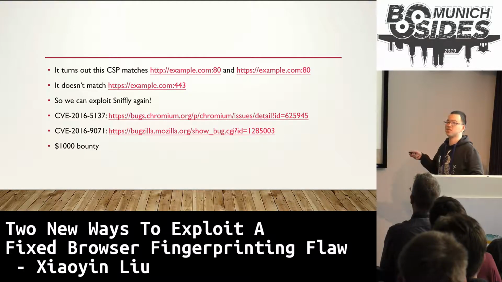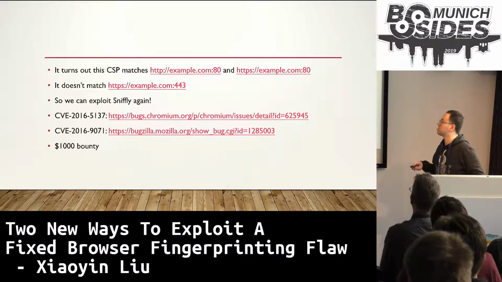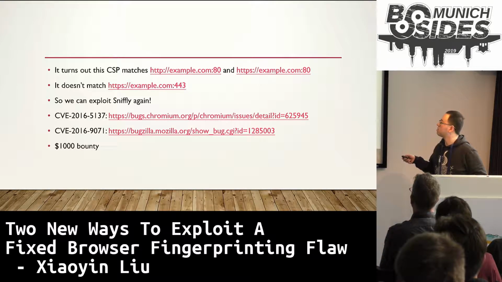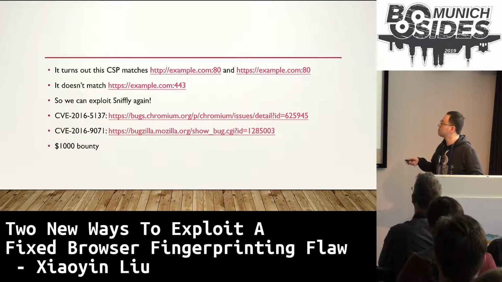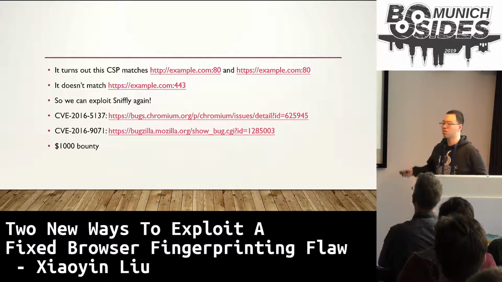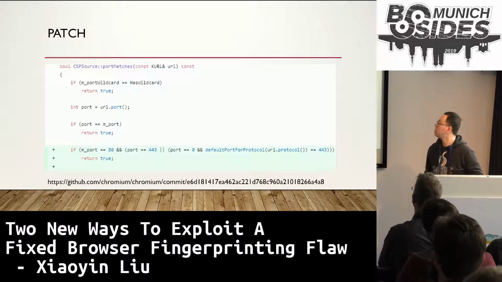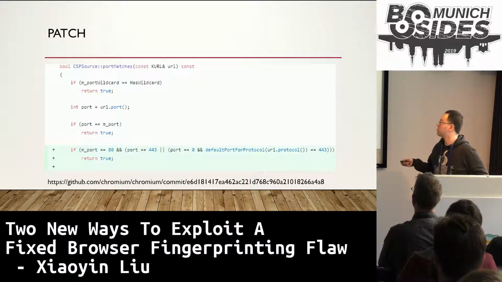And this is just a very small change, and then it just works. I found that both Google Chrome and Firefox are vulnerable to this bug, and I reported it to both. The tickets are here, and they also assigned 2 CVEs for each browser. Google gave me $1,000 for the bounty. And here's the patch for my attack. You can see here, if the port is 80, it now matches 443.